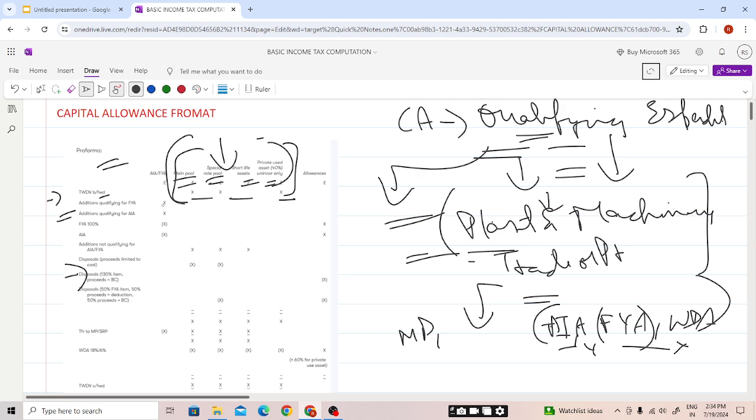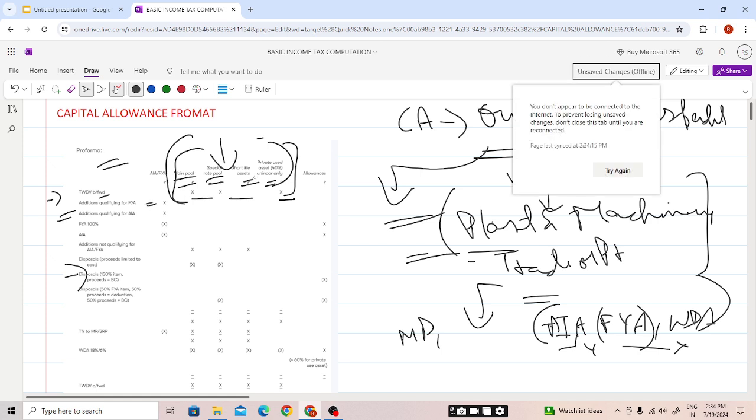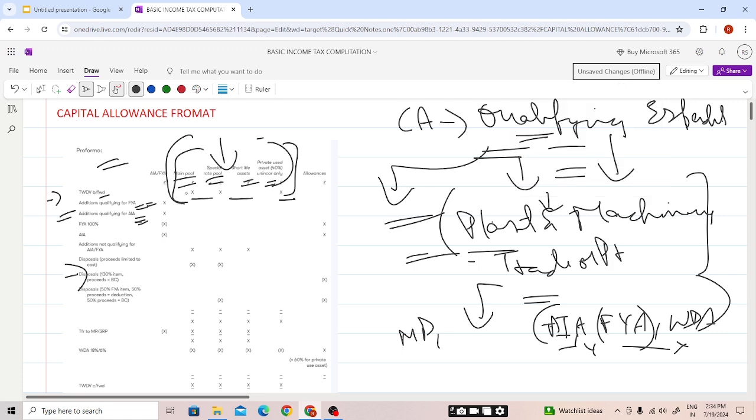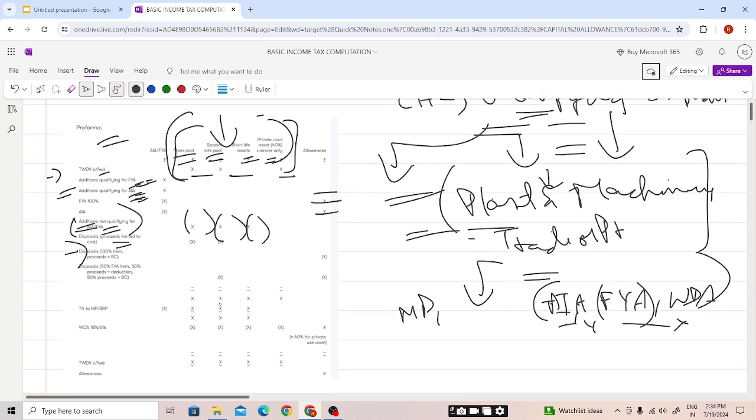Now we will be seeing the allowance part, whether the addition which we have purchased qualifies for AIA or FIA or WDA. If the addition qualifies for FIA and AIA, the whole amount will be allowance. And then disposal. Before the disposal, additions not qualifying for AIA will go directly straight to the pool. After the disposal, we'll be getting a figure.